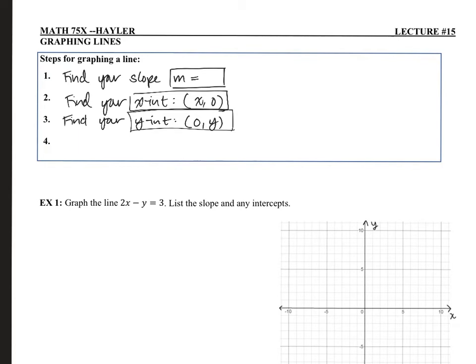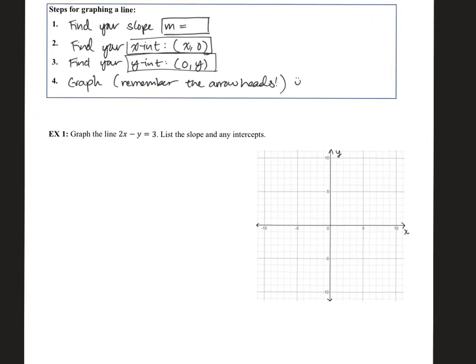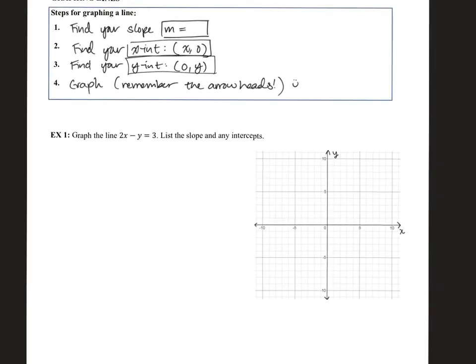And thirdly, you're going to graph. And important, remember arrowheads. Alright, so let's go ahead and work with these steps. So we're given an equation for a line, and we're told to graph it, list the slope and any intercepts. Okay, so first things first, let's do step 1, find the slope.